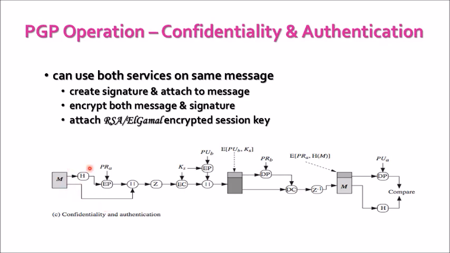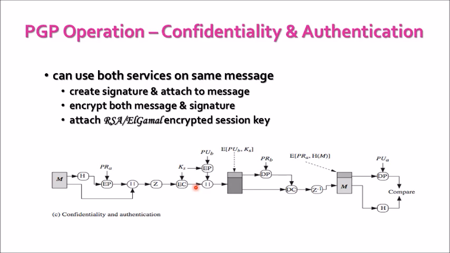Firstly, a signature is generated for the plain text message and prepended to it. Then the plain text message plus signature is encrypted using CAST-128, IDEA or 3DES, and the session key is encrypted using RSA. The sequence is preferred to the opposite, which is encrypting the message and then generating a signature for the encrypted message.